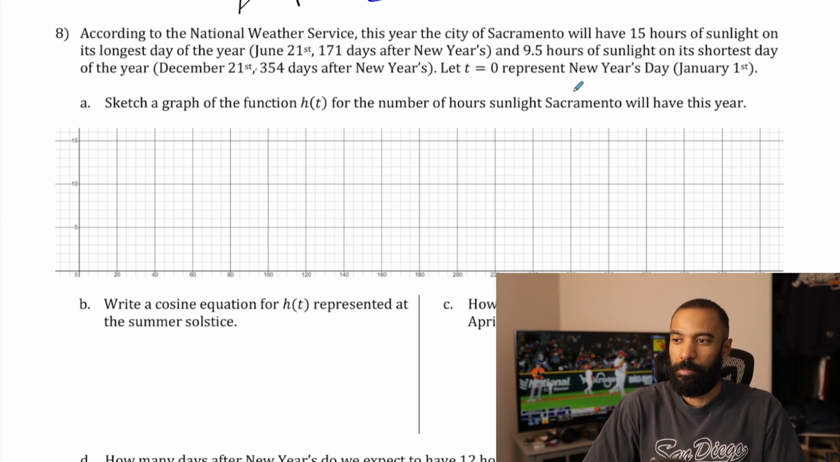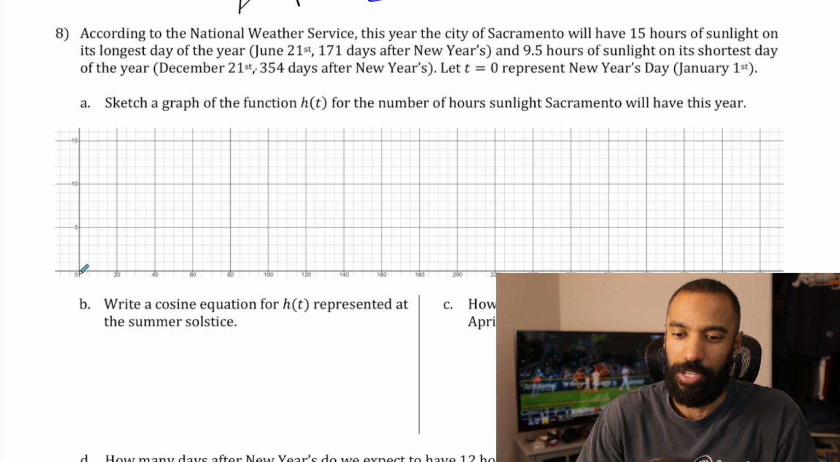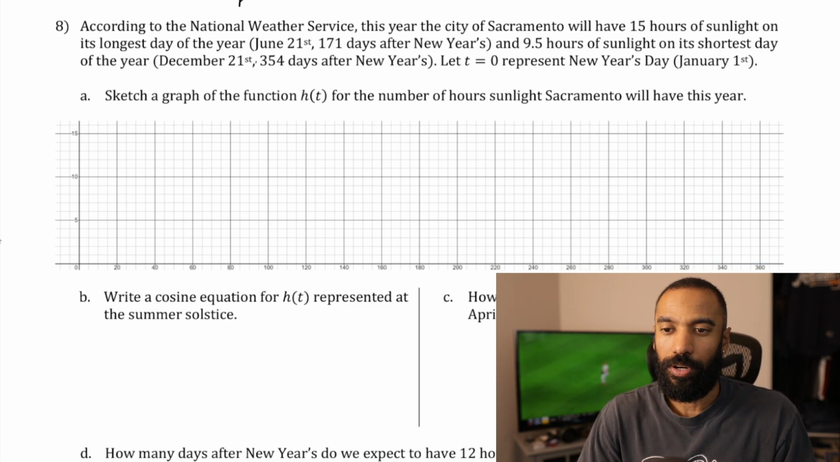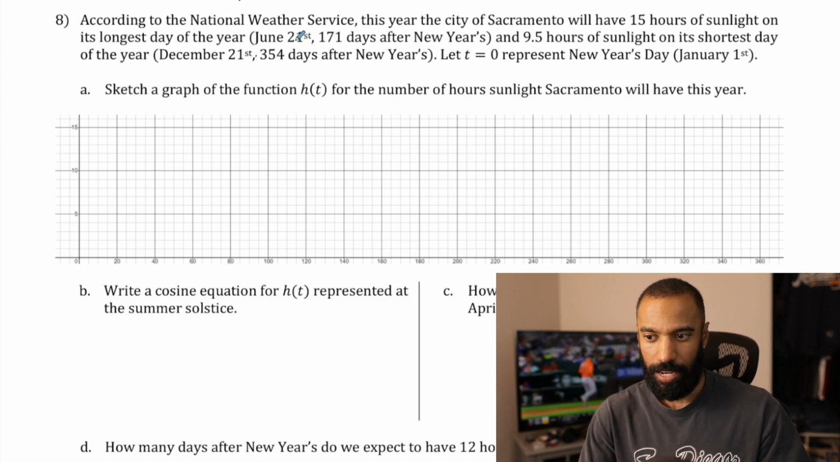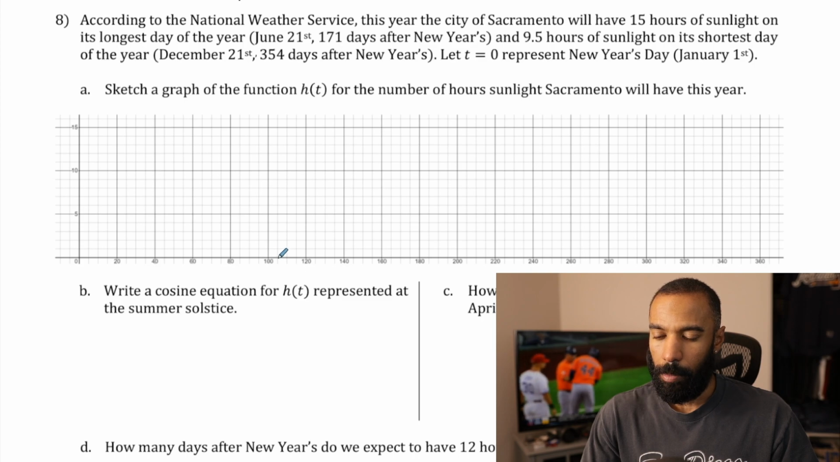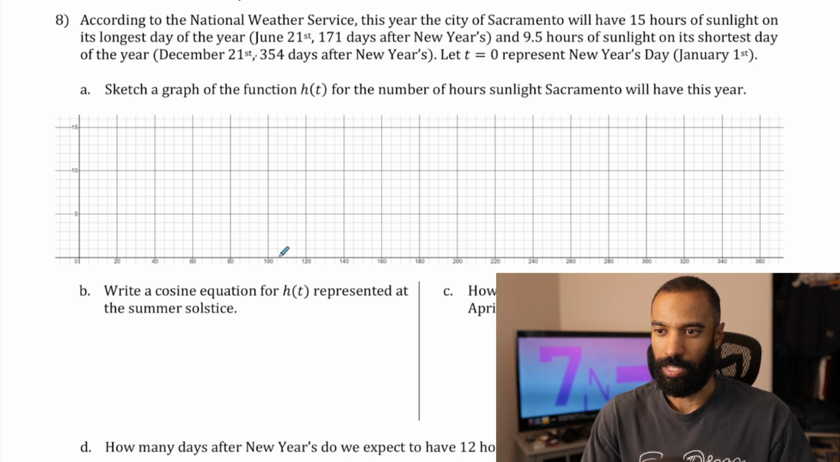Let t equal 0 represent New Year's Day, January 1st. So here's January 1st. Here must be January, I guess 21st, because it's 20 days after, right? So we're going to draw a graph based on this. We have a height on the 171st day. These look to go by 5s: 5, 10, 15, 20, like this.